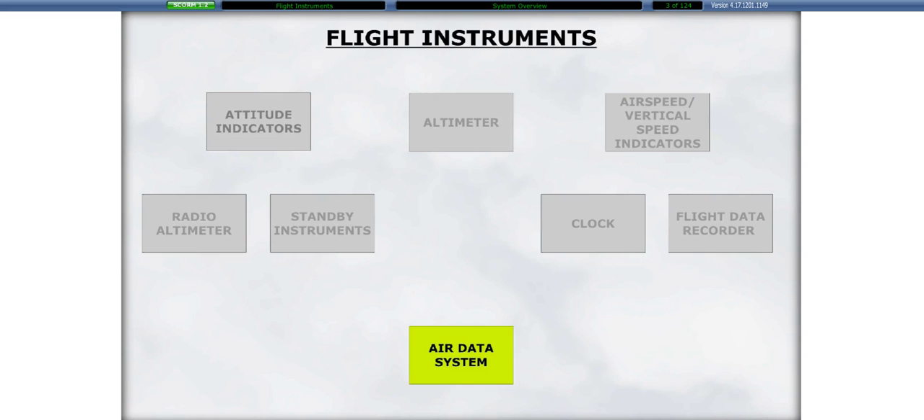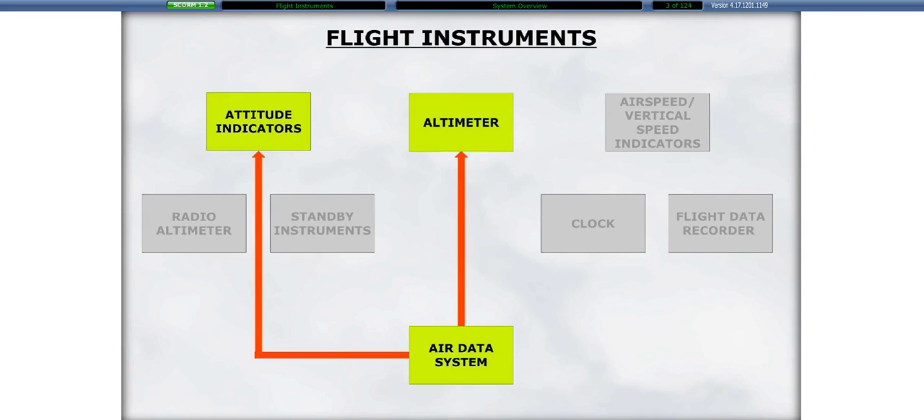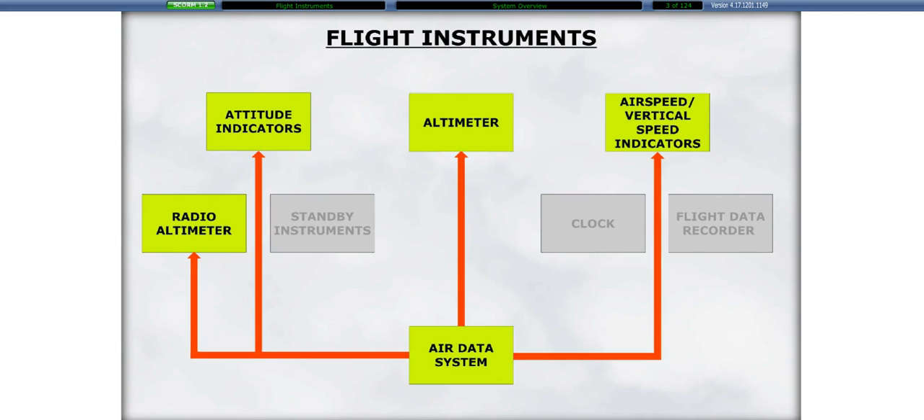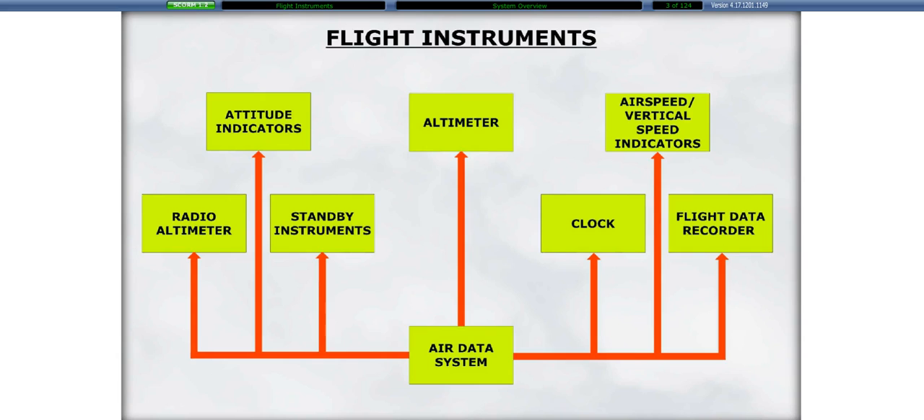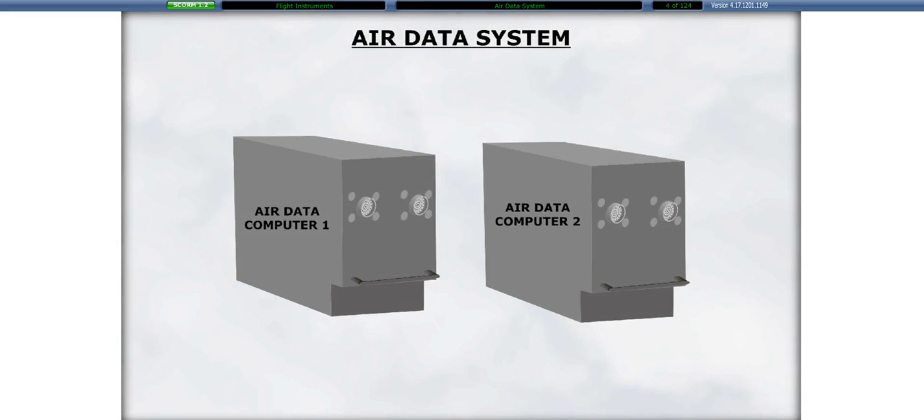The flight instruments consist of the air data system, the attitude indicators, the altimeter, the airspeed and vertical speed indicators, the radio altimeter, standby instruments, clock, and the flight data recorder. We will start out with the air data system.